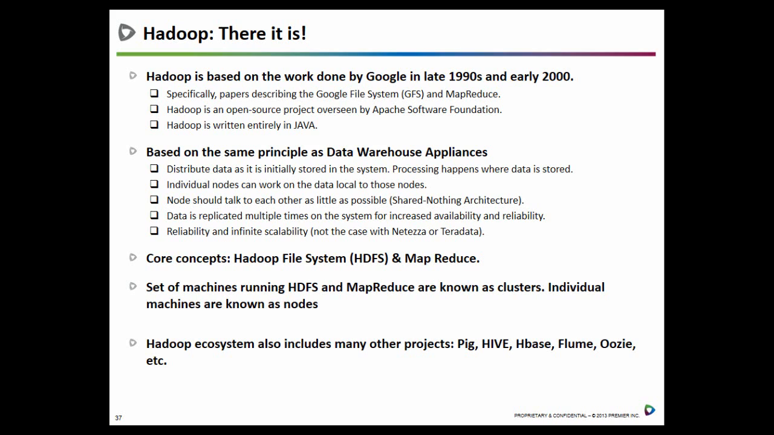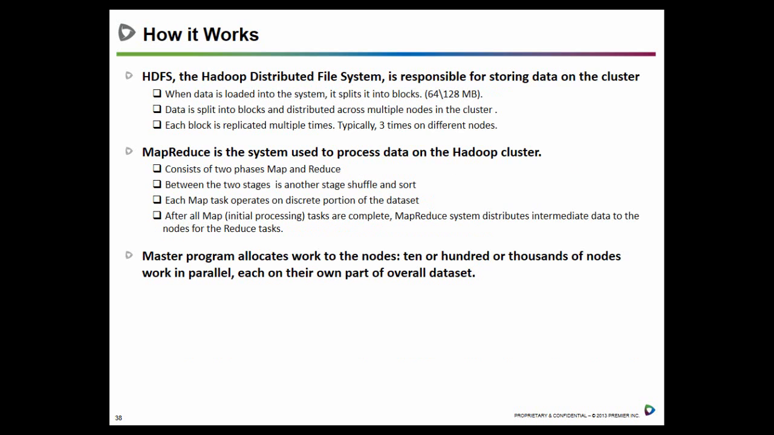The core concepts to remember in Hadoop are two: the Hadoop file system, which is the way it stores data, and MapReduce, the way it processes and retrieves data. The different sets of machines running HDFS and MapReduce are known as clusters, which is basically a grid of computers. Individual machines are known as nodes in Hadoop. The Hadoop ecosystem also includes many other projects, and we're not going to deep dive into all of them. Hive is typically used for SQL style retrieval of your data. And then there are Pig, HBase, Flume, Oozie. There are about 30 projects being managed by the Apache Software Foundation in Hadoop right now.